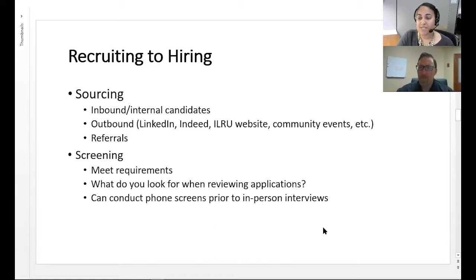You want them to have some form of leadership experience. And I think that this is super important, especially if you're hiring for a managing role, okay?